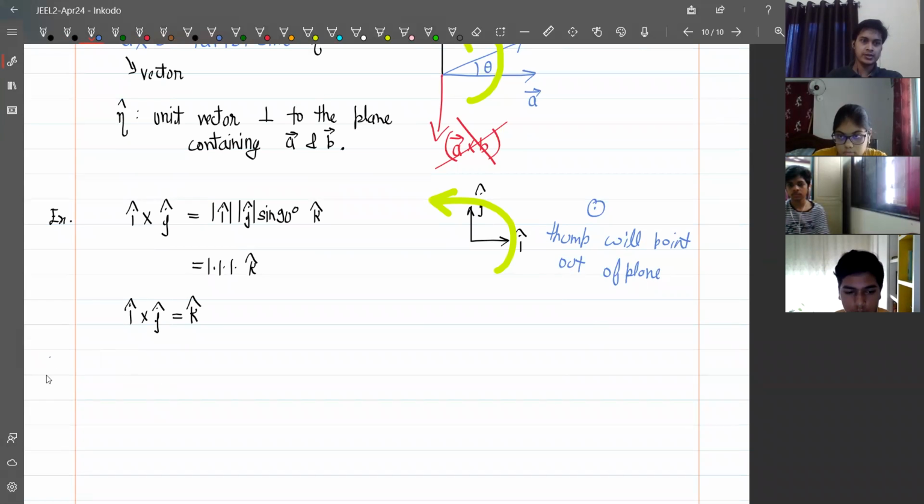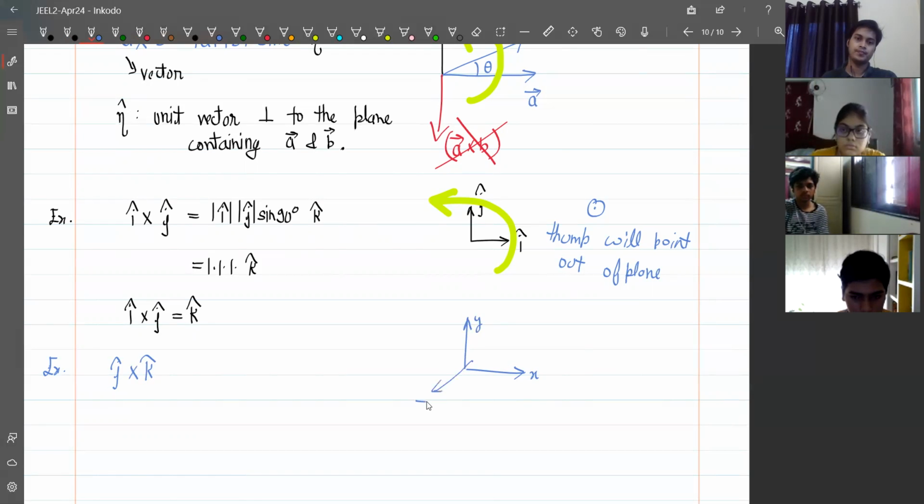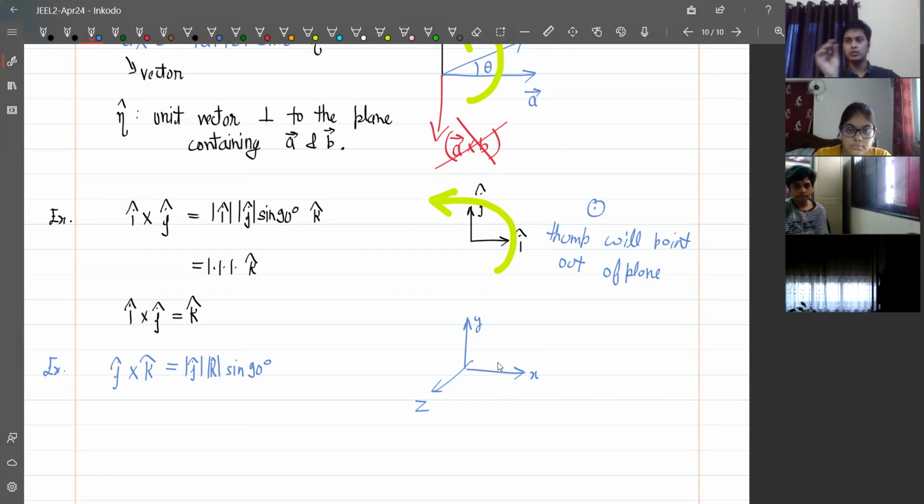So if I take suppose J cross K, you can imagine like that, I, J, K, X, Y, Z. Okay, so YZ plane, you can say the plane on your left is YZ plane. So J cross K हो जाएगा mod of J into mod of K cap into sin 90. And what will be the direction? J और K दोनों के perpendicular क्या होगा? Will it be I cap or minus I cap? दो डायरेक्शन है perpendicular, या तो I cap हो सकता है या तो minus I cap हो सकता है.